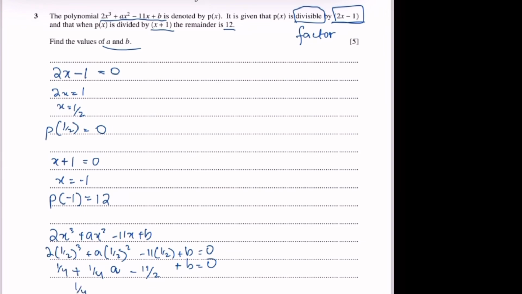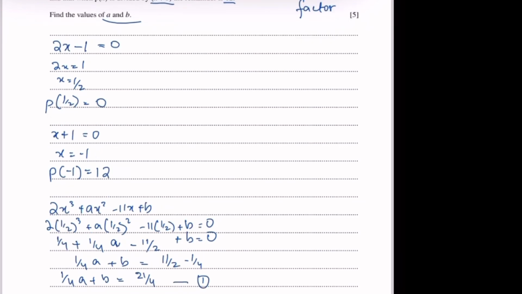So 1 upon 4a plus b is equal to, we'll take the numbers to the other side, so this will become 11 upon 2 minus 1 upon 4, and then 1 upon 4a plus b is equal to 21 upon 4. This is our first equation.